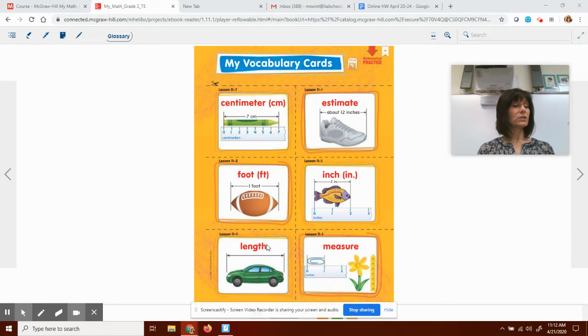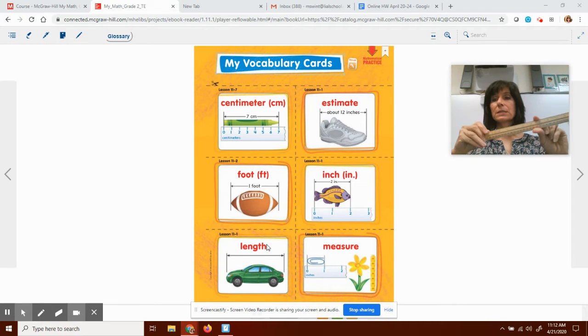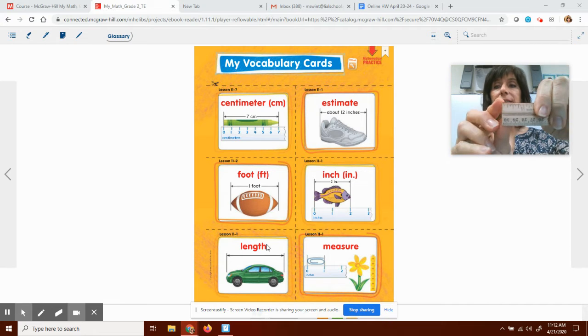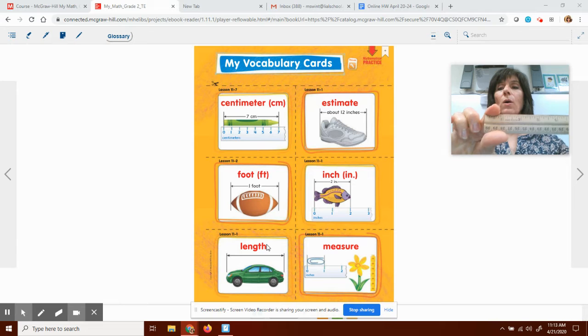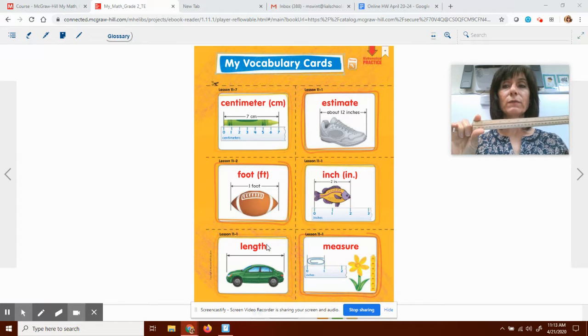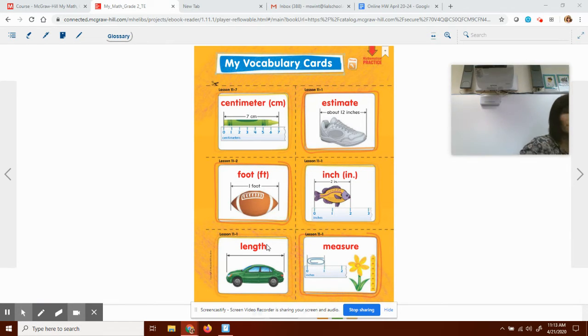An inch is going to be, I think this is probably the best way, from this distance to the 1. So from the line here to 1, that's 1 inch. On a ruler, you have 12 inches. The length of something is how long something is. I like to say L for length and L for how long. We measure things every day, and you'll do a lot of measuring this chapter.